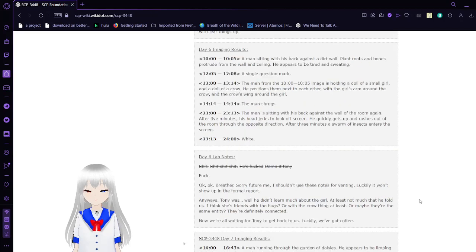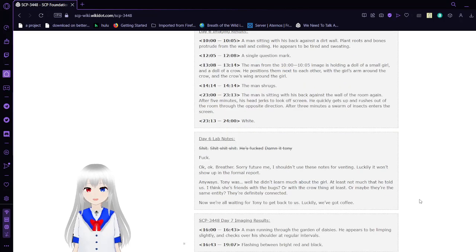Day 6 imaging results. 10:00 to 10:05. A man sitting with his back against a dirt wall. Plant roots and bones protrude from the wall and ceiling. He appears to be tired and sweating. 12:05 to 12:08. A single question mark.